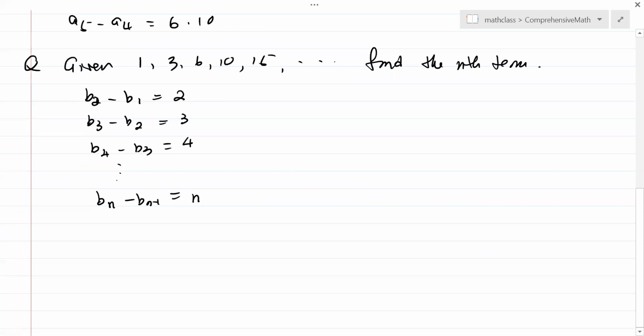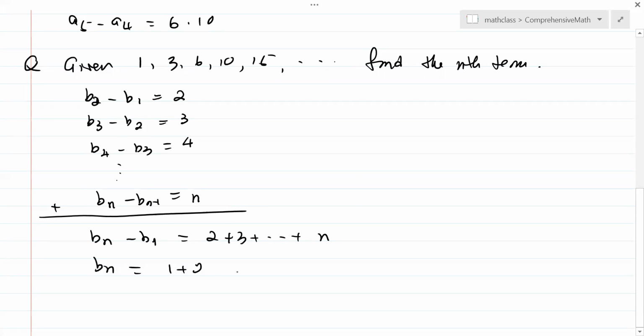So you add them together. Okay, you add them together, you find out all the terms in the middle will be canceled out. And you get 2 plus 3 all the way to n. Now one term is missing. B1 is actually the 1, right? So n is going to be 1 plus 2 plus 3 all the way to n. Okay? So this is going to be n plus 1 divided by 2. So the nth term is just n times n plus 1 divided by 2. Okay?